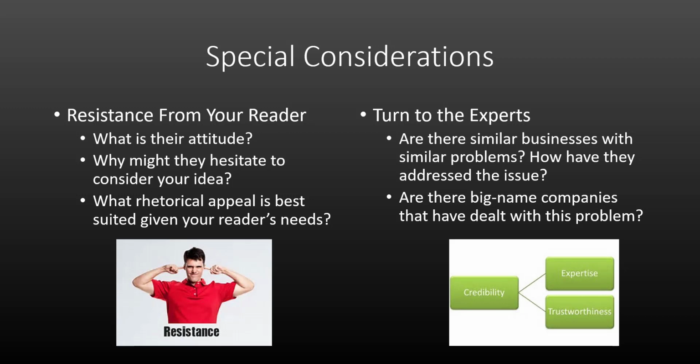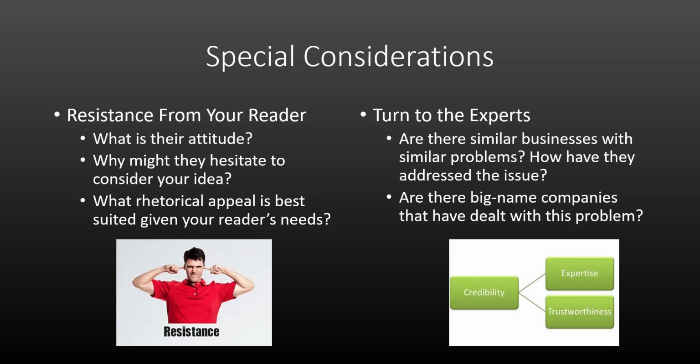And then think about what rhetorical appeal is best suited. That could be logos, meaning you're going to present statistics if this person really wants facts and numbers. Or it could be an emotional appeal to get someone excited about change. So there's lots of different ways to approach a resistant reader.